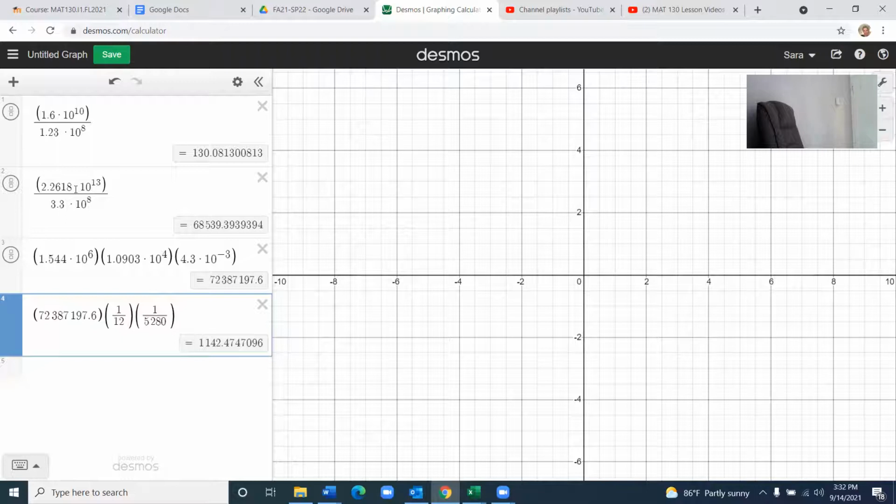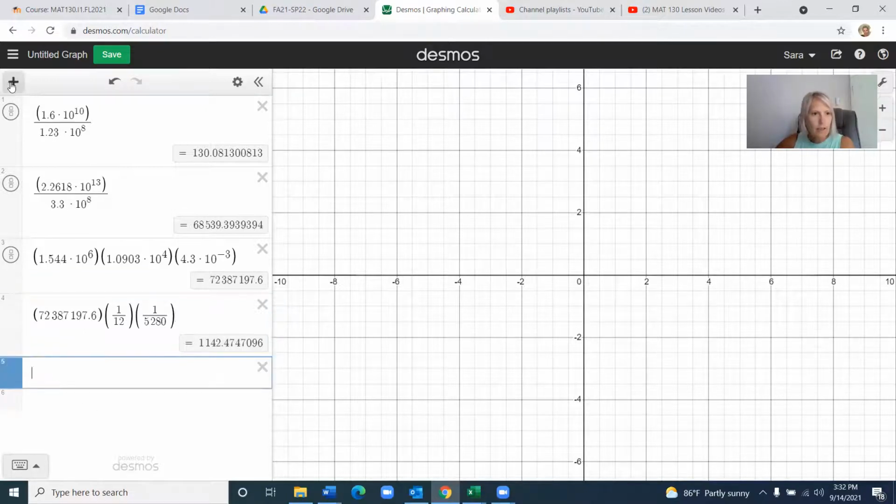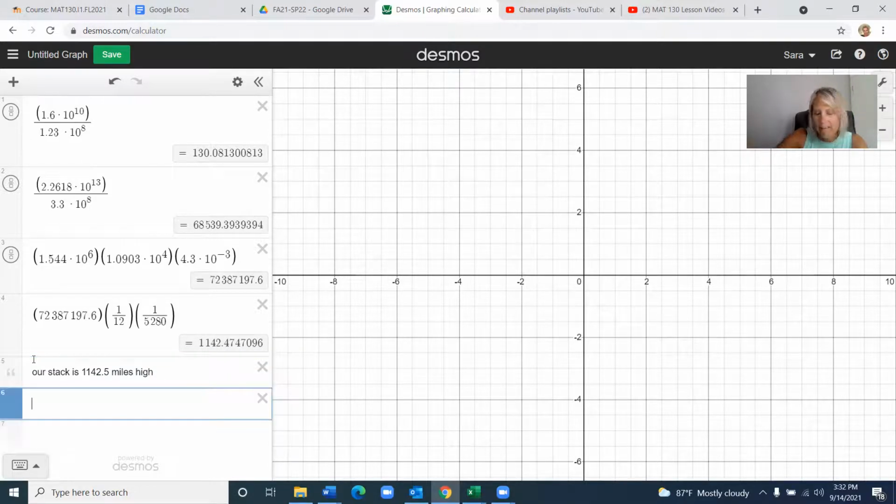I want to make sure I had that right, so yeah, 5,280. So it looks like our stack is 1,142.5 miles high. That's crazy.